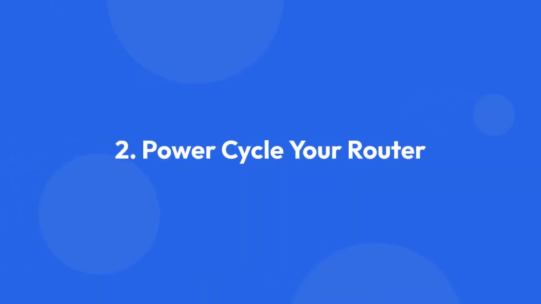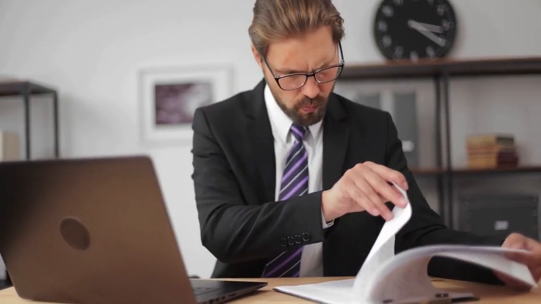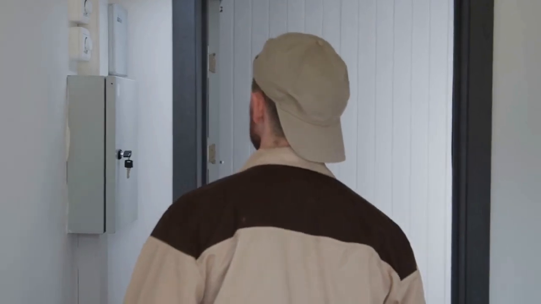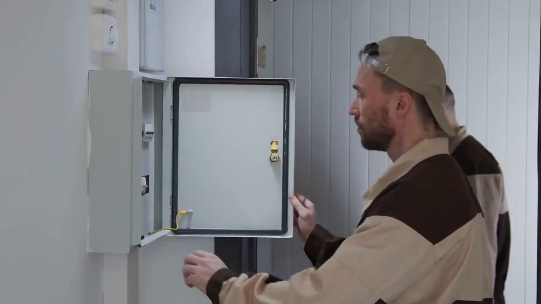2. Power cycle your router. A simple power cycle can often resolve temporary glitches. Unplug the power adapter from your Converge router. Wait for about 30 seconds, and then plug it back in. This allows the router to completely reset its internal processes and re-establish connections.